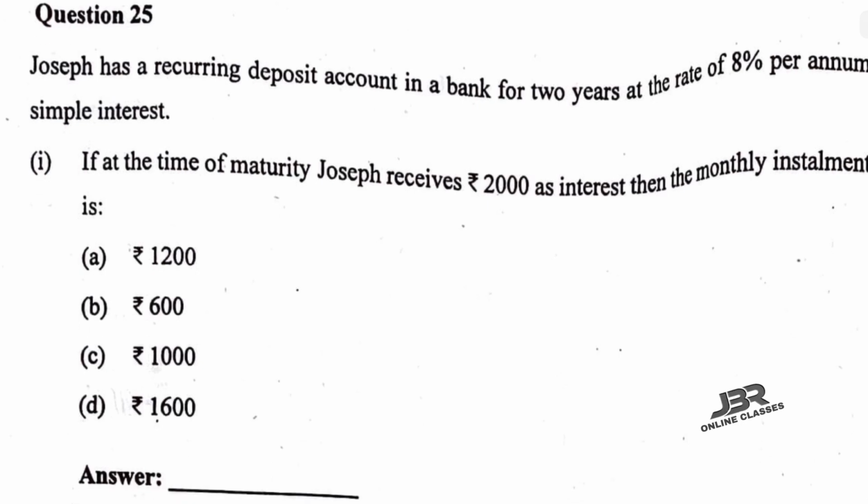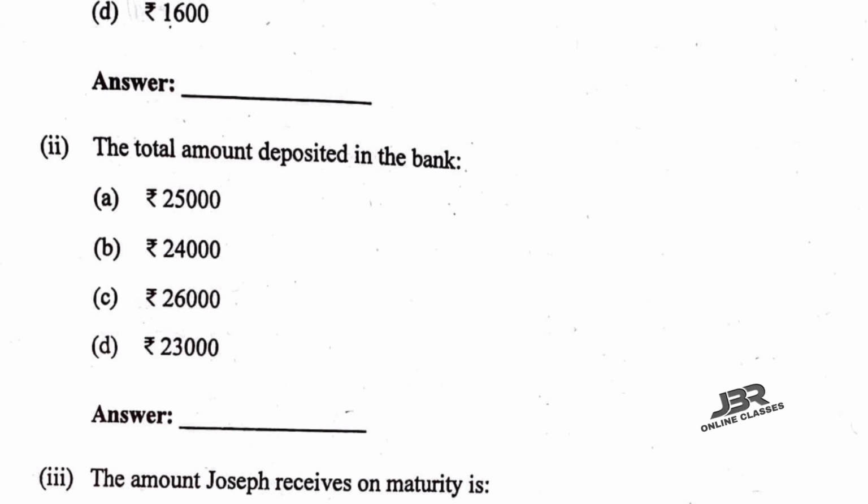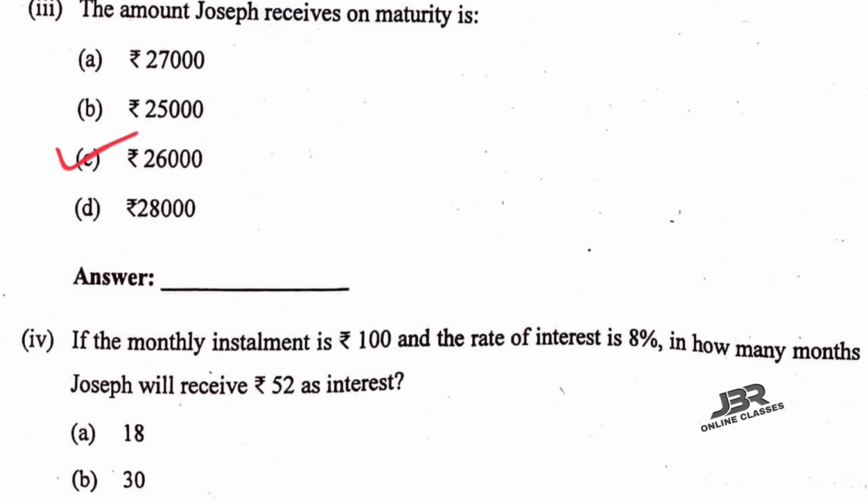So here number 25. Joseph has a recurring deposit account in a bank for 2 years at the rate of 8% per annum simple interest. If the maturity amount of Joseph is 26,000, then the monthly installment will be here 1000 only. That means here option C. Okay, option C, 1000. The total amount deposited in the bank is 24,000. Option B. The amount Joseph received on maturity is 26,000. Option C. And the last one here, if the monthly installment is 100 and the rate of interest 8%, in how many months will Joseph receive 52 as the interest? Here it's 12. Okay.